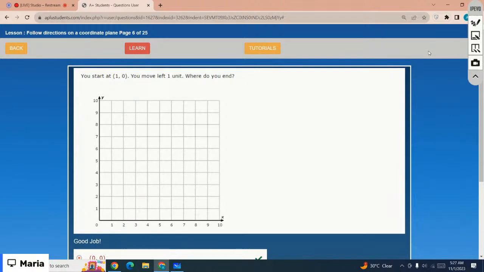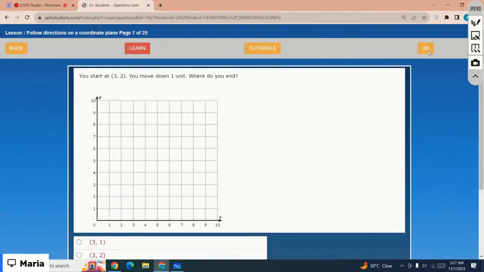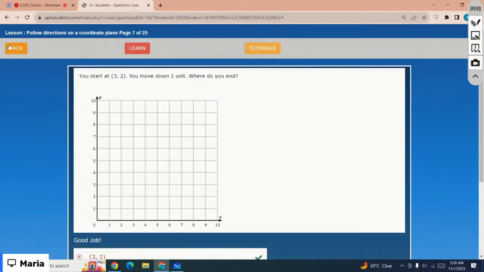Okay, the next one is you start at (3, 2), you move down 1 unit. Where do you end? You move down, right? You end up at (3, 1). Option number 1 is the correct option, right? Okay, you can complete the lesson by yourself later today. Let me just move on to the next lesson.